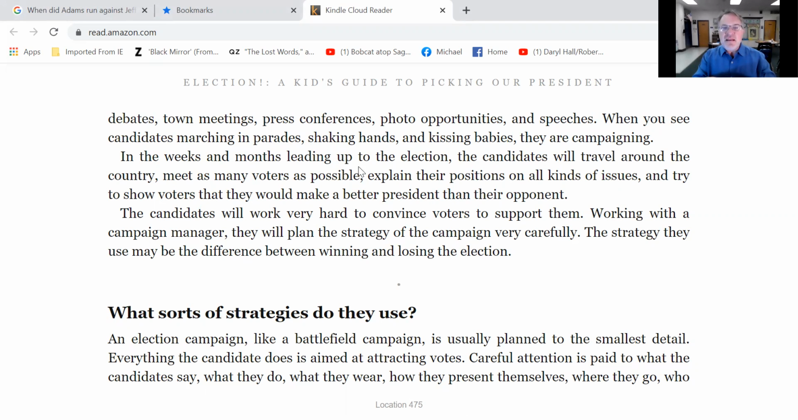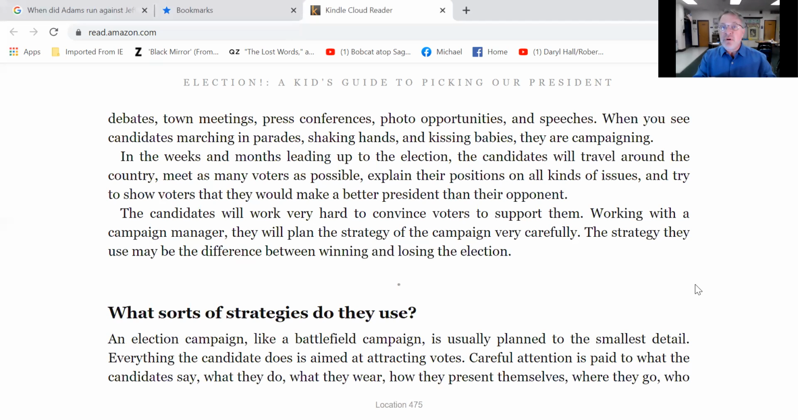In the weeks and months leading up to the election, the candidates will travel around the country, meet as many voters as possible, explain their positions on all kinds of issues, and try to show voters that they would make a better president than their opponent. The candidates will work very hard to convince voters to support them. Working with a campaign manager, they will plan the strategy of the campaign very carefully. The strategy they use may be the difference between winning and losing the election.